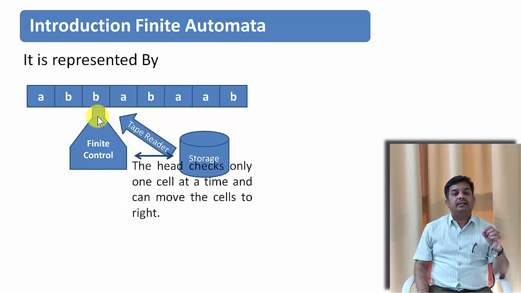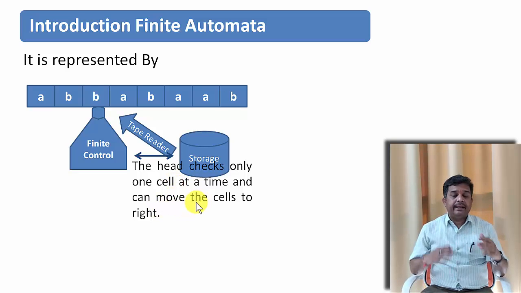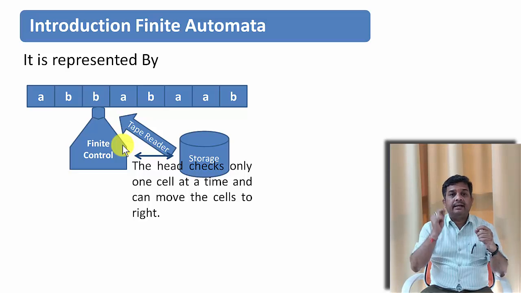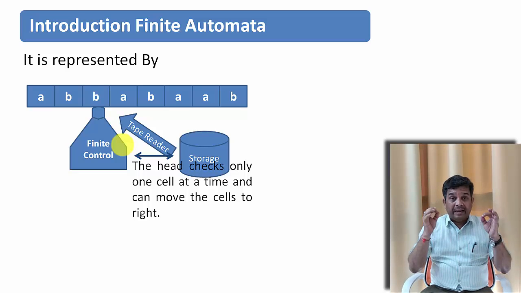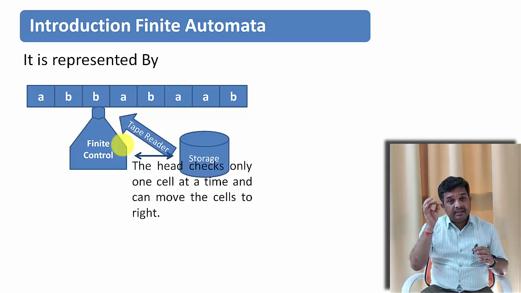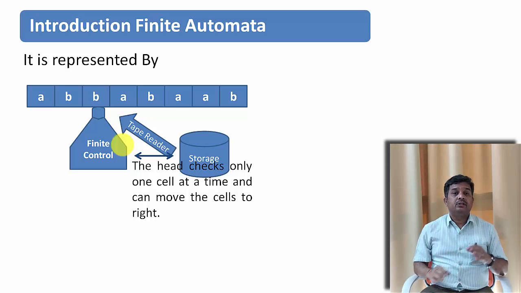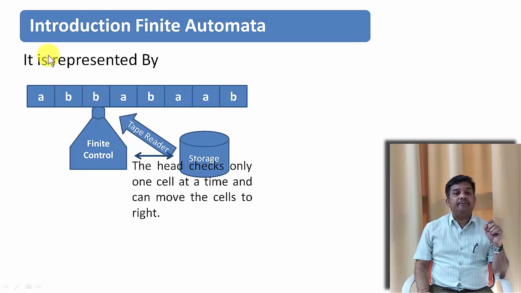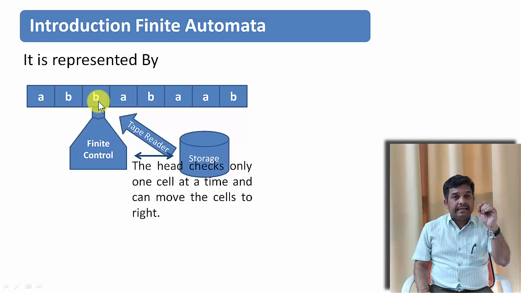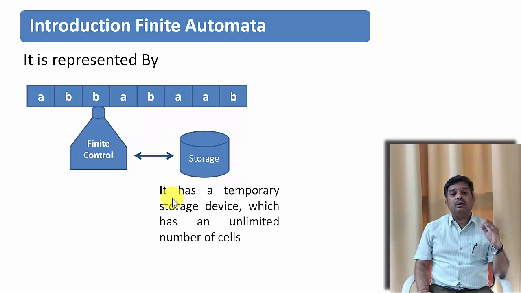Next one is the head or the tape reader. The head checks only one cell at a time and can move to the right. In our day-to-day life, we use a pointer like our index finger. While reading a book, we point out with our index finger and read. This is the same thing. We just point out where we are at present. So the work of this tape reader or head is to point where it is reading right now. The next thing is the storage.